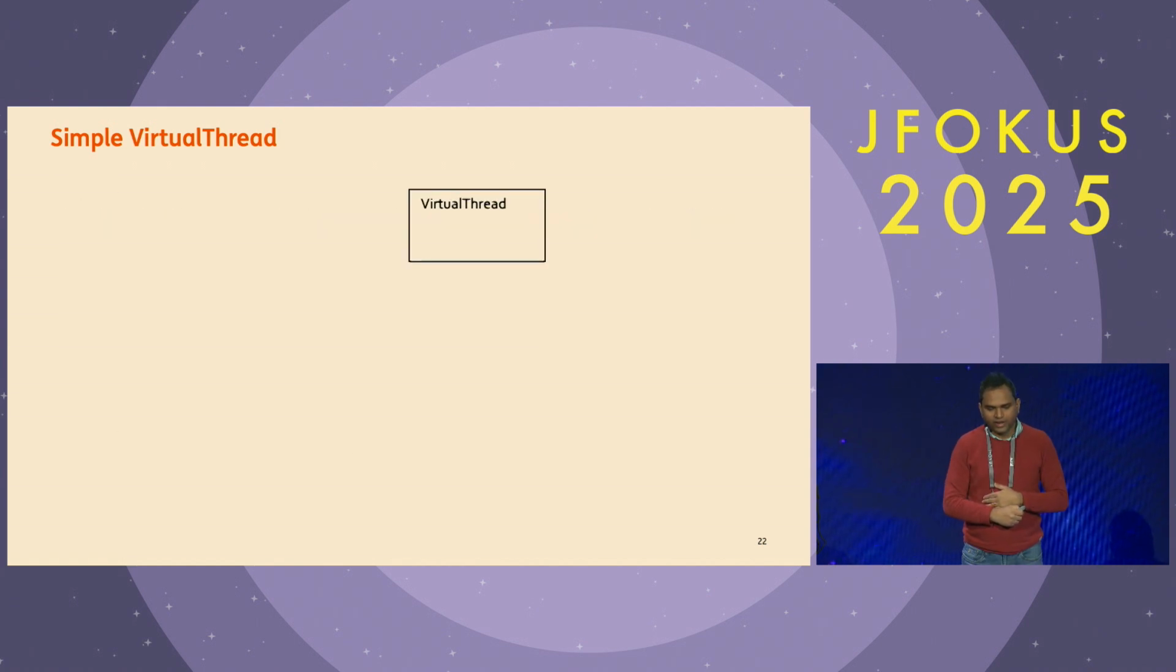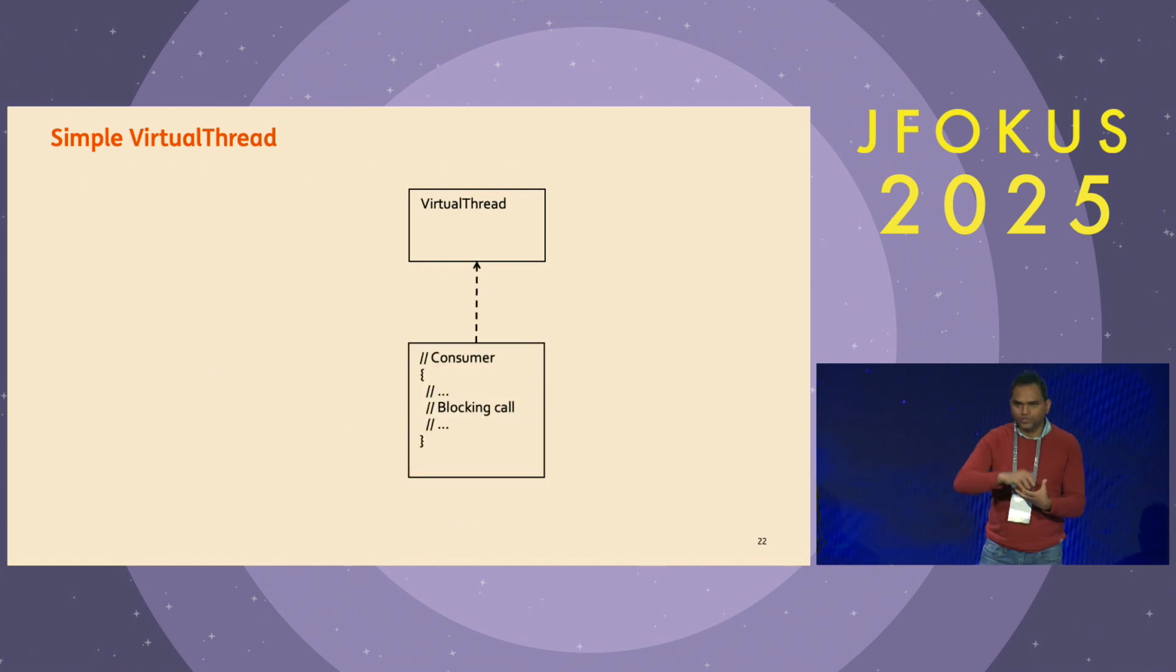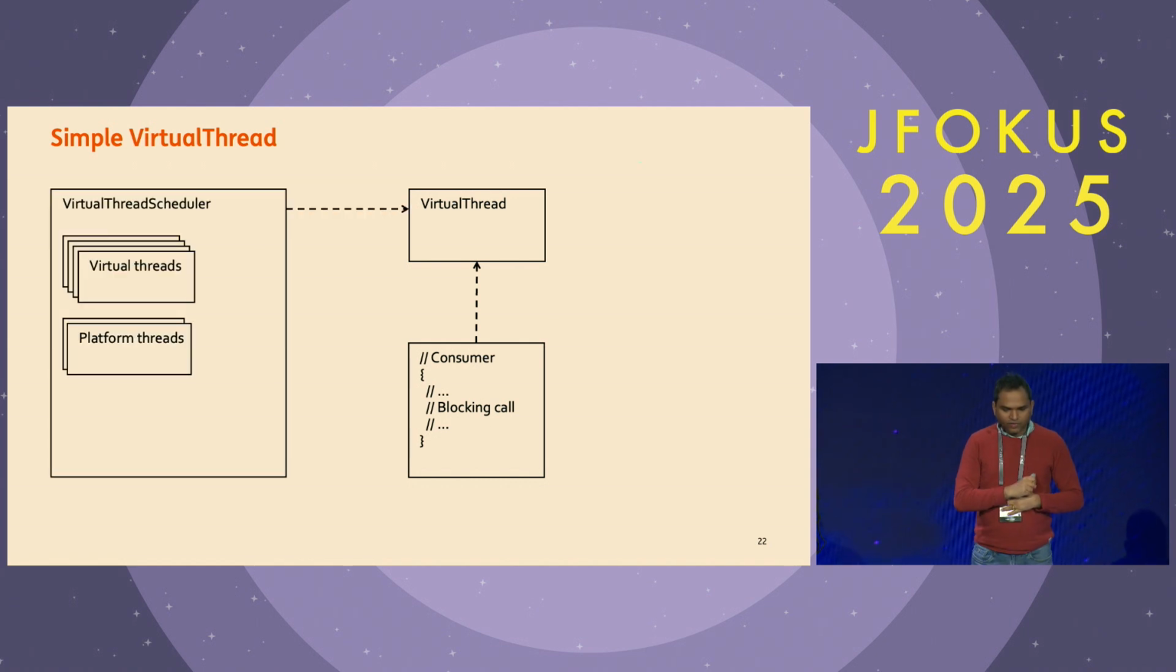So what we'll do is we'll create a new virtual thread class. Then we'll create a consumer, which is basically using this virtual thread. So we'll create a bunch of virtual threads, which will also have some blocking calls. And we will have a virtual thread scheduler, because we want to schedule these virtual threads onto platform threads. So this scheduler will have a bunch of virtual threads and a bunch of platform threads, and it will schedule these virtual threads onto these platform threads. Okay, this again looks like a pretty logical design for our implementation. So let's go ahead and implement that.